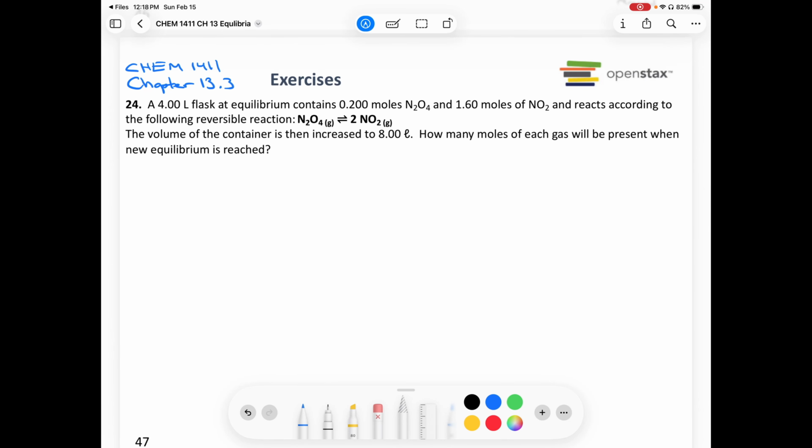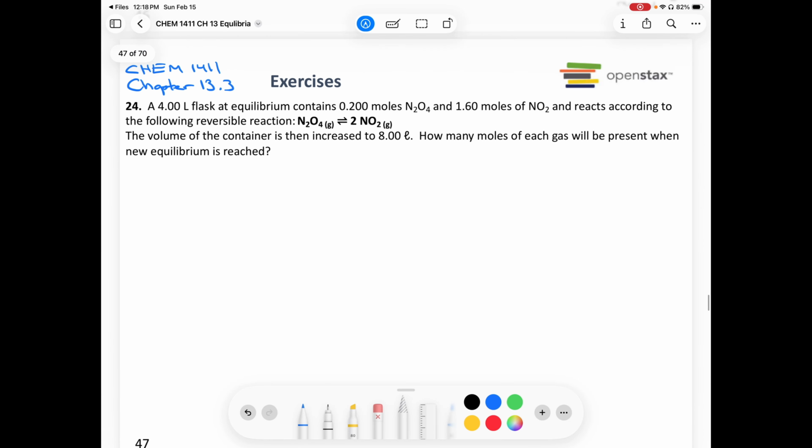Right, Chemistry 1411, we're still on chapter 13.3 here. This is question 24 from the slides. A 4-liter flask at equilibrium contains 0.2 moles of N2O4 and 1.6 moles of NO2 and reacts according to the following reversible reaction that we have shown here.